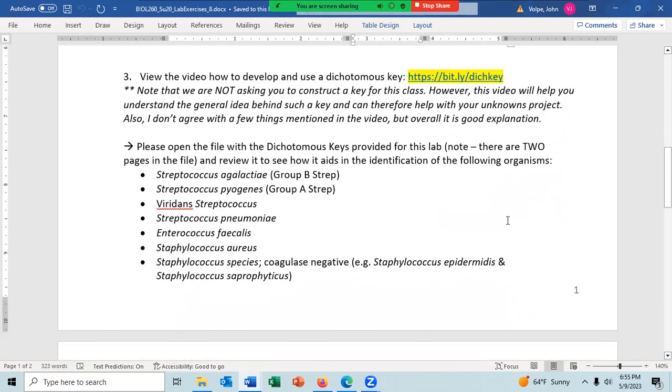We have a link here that you can go through if you want extra help on using a dichotomous key. It goes through how to use a dichotomous key and then gives you, I think, several examples.